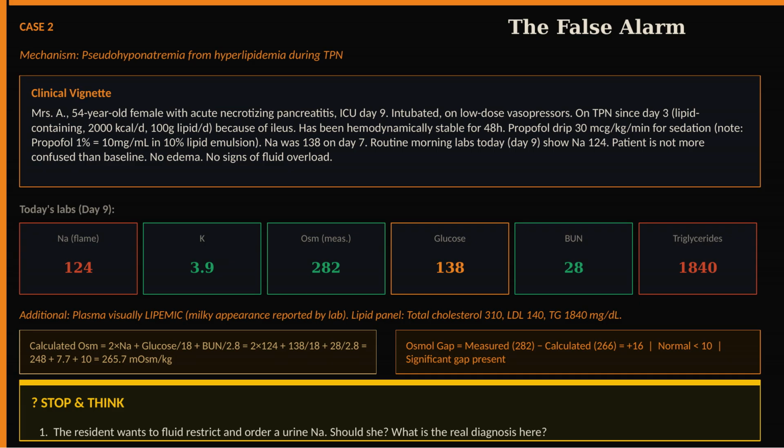When you calculate her osmolality from the sodium, glucose, and BUN, you get 266, but the measured value is 282. That gap of 16, where normal is under 10, is a flag waving in your face. Now stop and think. The resident wants to fluid restrict and send a urine sodium. Should she? What is actually going on here? And how would you prove it? And what's the corrected sodium really telling you?